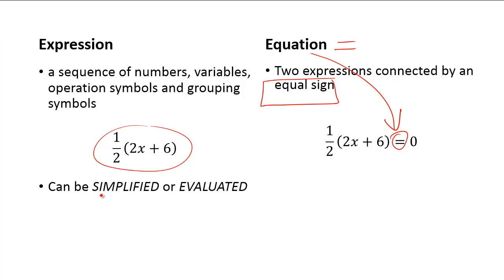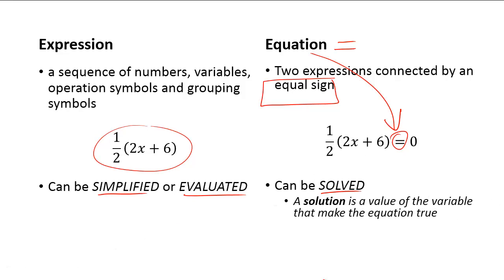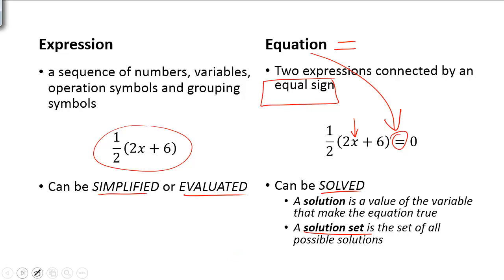An expression can be simplified or evaluated. Those are key terms. And an equation can be solved. To solve an equation, you're looking for a solution, which is a value that can be replaced instead of the variable to make the equation true. The solution set is the set of all the possible numbers that can go into x and make the equation true.